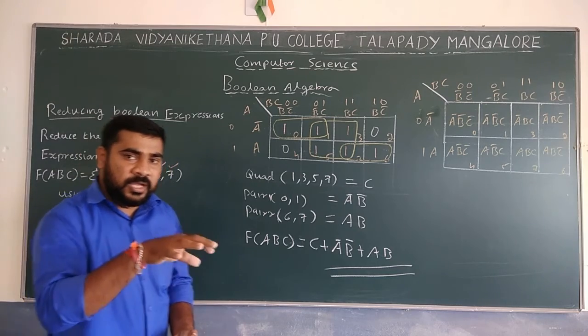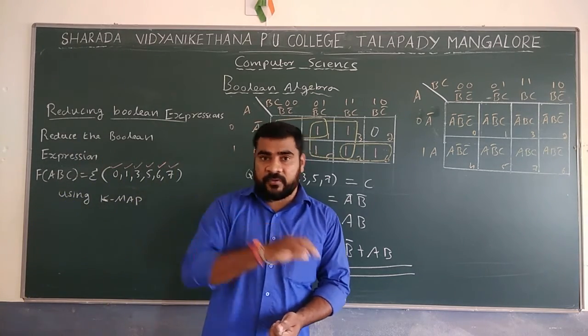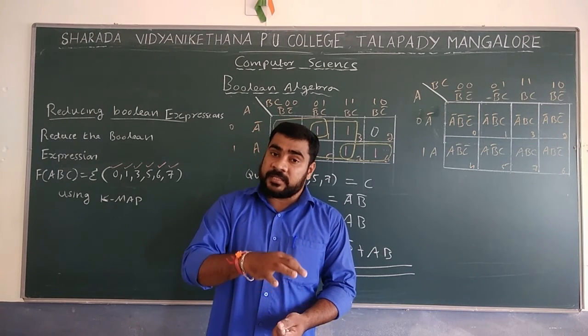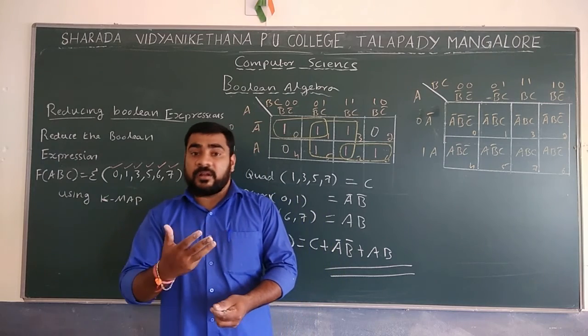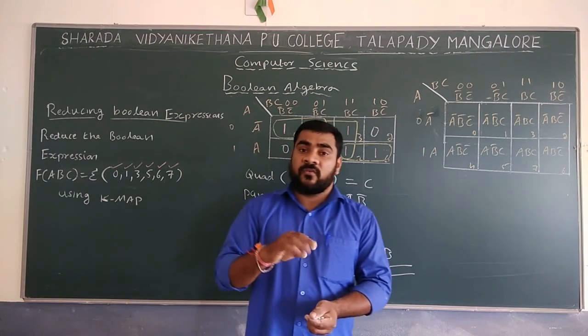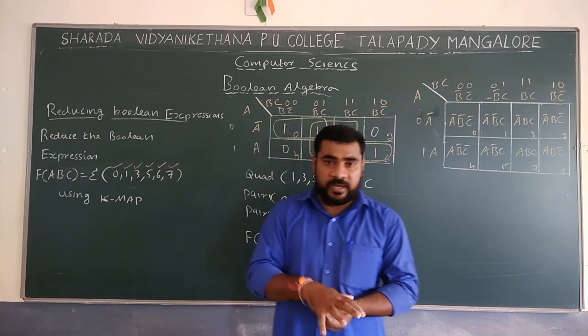In this, we mainly discussed 3 variables and how to reduce them. This question gets 3 marks when you have 3 variables, and when you have 4 variables, they will ask for 5 marks. In this chapter, you mainly get questions from this part, how to reduce.